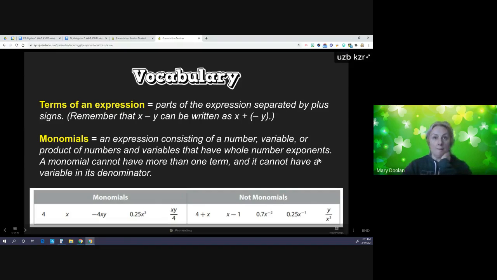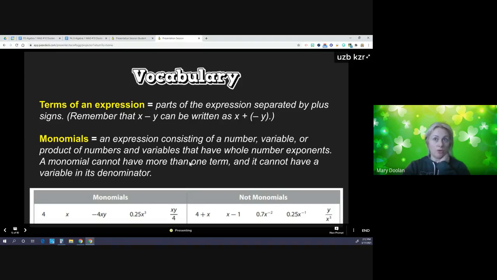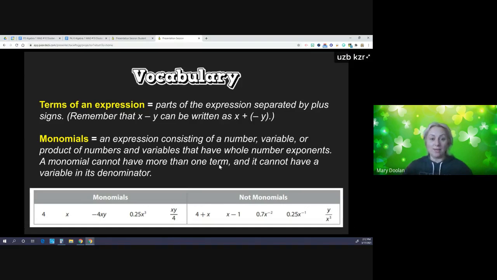Okay? A monomial cannot have more than one term. Terms are the pieces of an expression that are added together. So if you see a plus sign in there, that's not a monomial. It's just one term.